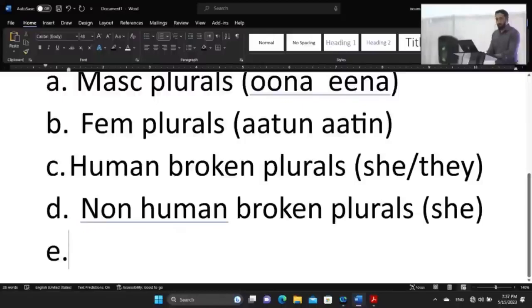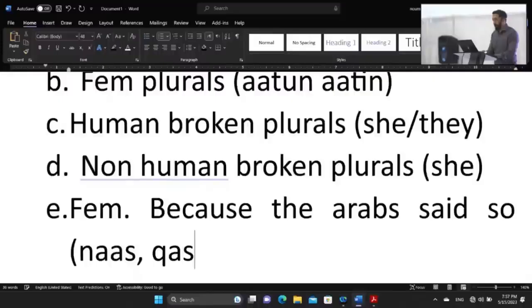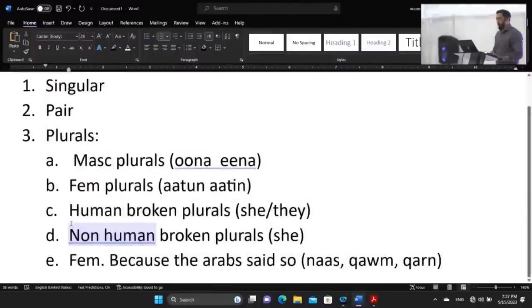And then what's the last one? Feminine because the Arabs said so. And how many words were here? Nas, Qawm, Qarn. Cool. That's all you need to know about number. That's all you need to know. I'll just give you some practical tests on this. 5-minute practice, just so you get the basic idea. Life can move on. Okay?